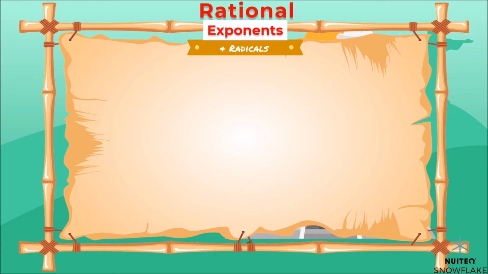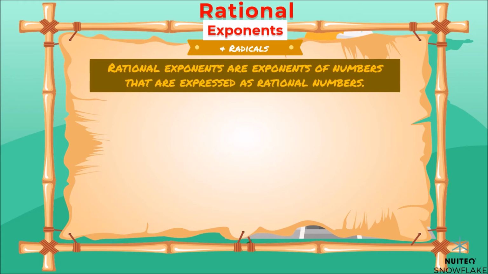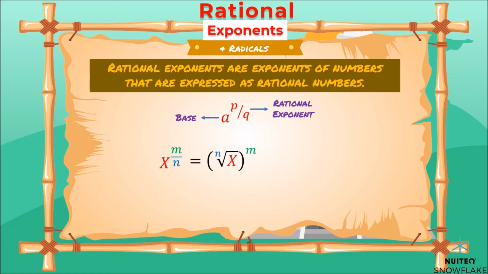Now let's talk about rational exponents. Rational exponents are exponents of numbers that are expressed as rational numbers, that is, in a to the power of p over q, a is the base, and p over q is the rational exponent, where q is different than 0. In rational exponents, the base must be a positive integer. Rational exponents can also be written as x to the power of m over n, and this expression is equal to the n root of x to the power of m.